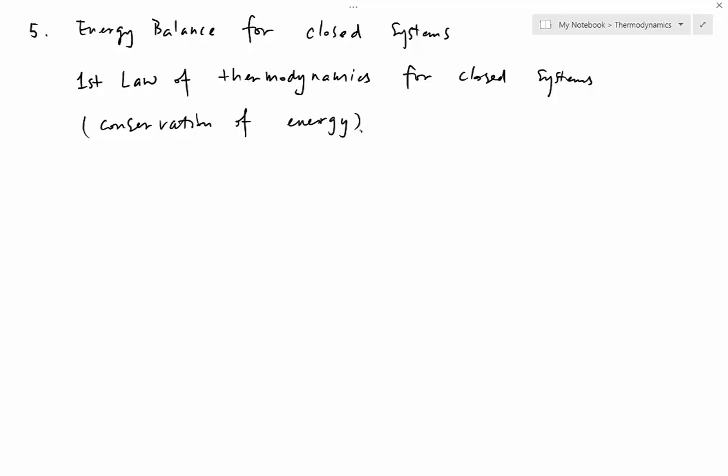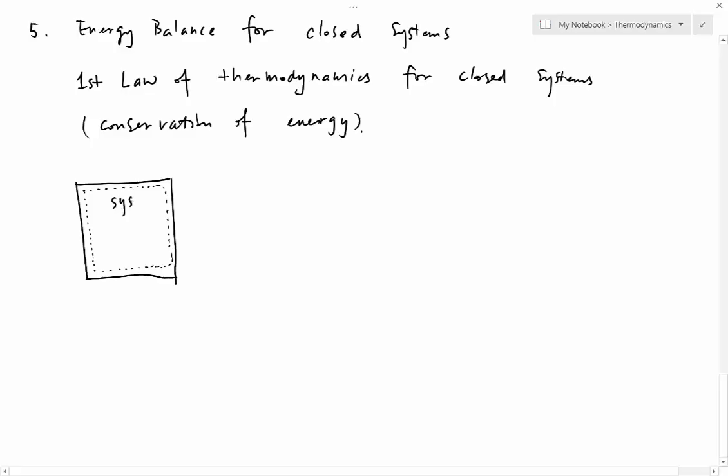Okay, so first of all, let's derive this equation. You have a closed system, meaning there's no inlet, no outlet, no mass transfer. And we draw the dashed line indicating everything within the dashed line is my system. Okay, do you remember what the dashed line itself is called? The dashed line itself is called control surface. Okay, so now this is my system. Everything inside the dashed line is my system.